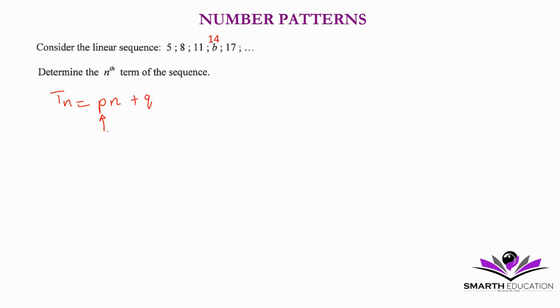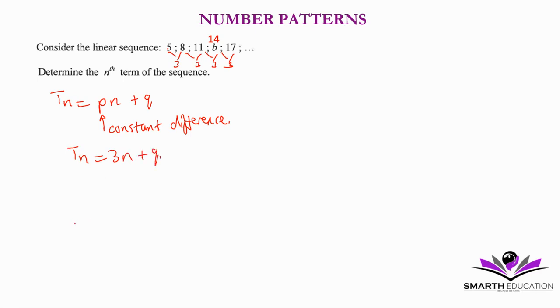The coefficient of n there is the constant difference. So our constant difference is what? It is 3. 8 minus 5, 3. 11 minus 8, 3. 14 minus 11, 3. 17 minus 14, 3, like that. So our constant difference is 3. So we say Tn is equal to 3n plus q.